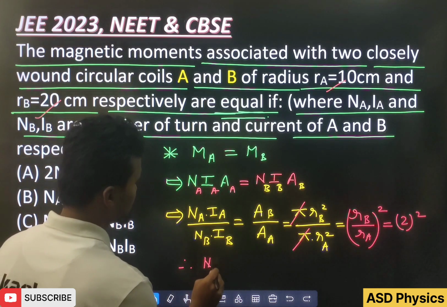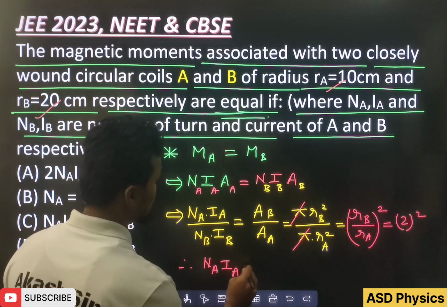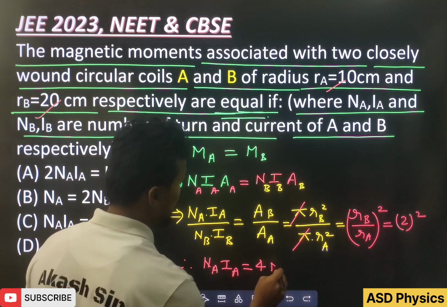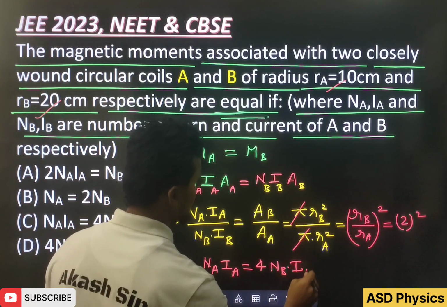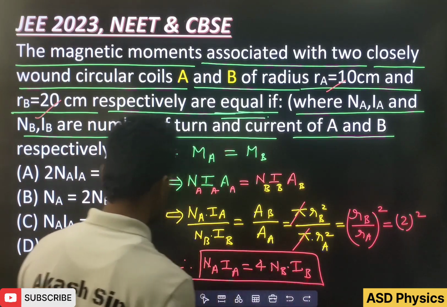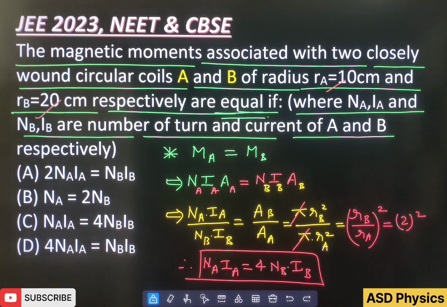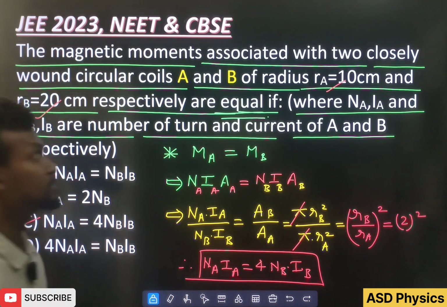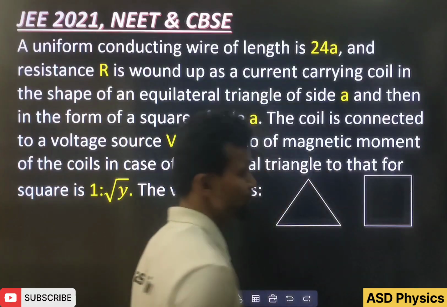That means what can I write here? See, NAIA is equal to, on that side 4 is there, so 4 NBIB. Is it? See. Which option is correct here? You yourself can see very well. NAIA equal to 4 NBIB. Correct option is here. Option C is the answer. Is it? See. JEE 2023 question.